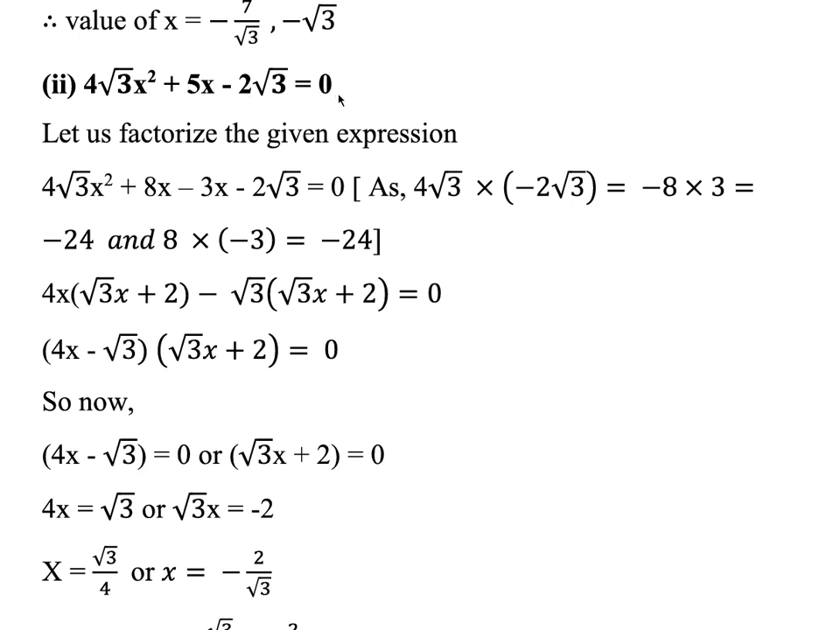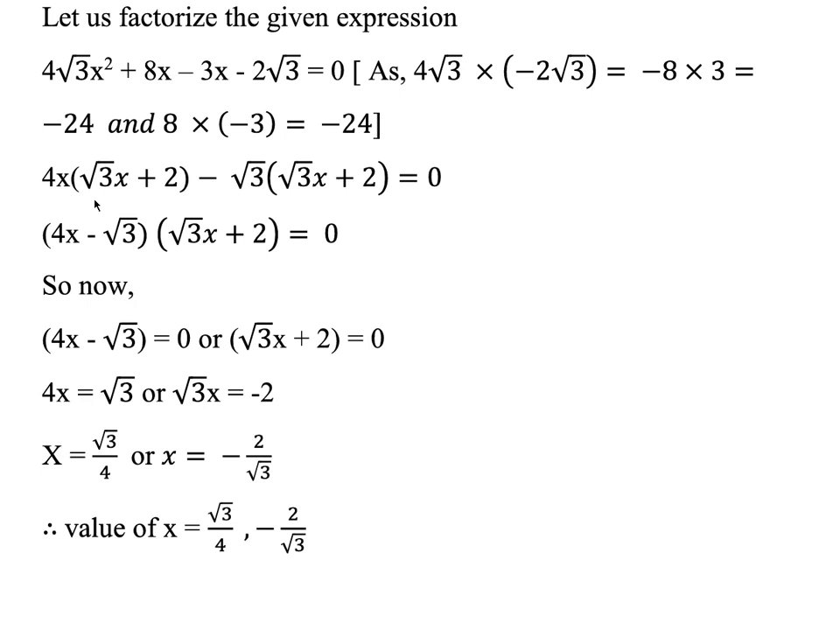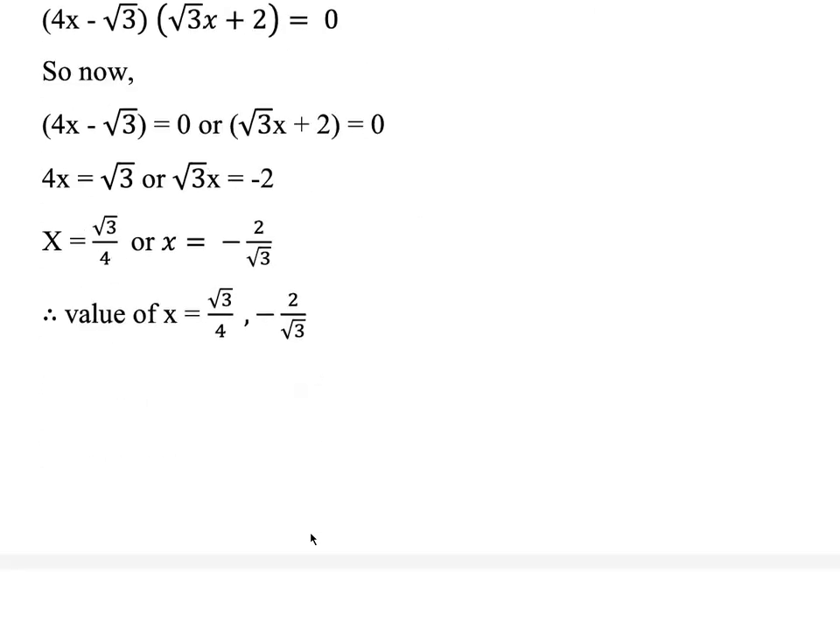Okay, we will do the same practice, a little bit of simplification, and we will get (4x minus root 3)(root 3 x plus 2) is equal to 0. So either this part will be 0 or the second part will be 0. If the first part is 0, the value of x will be root 3 by 4, and if the second part is 0, then the value of x will be minus 2 by root 3.